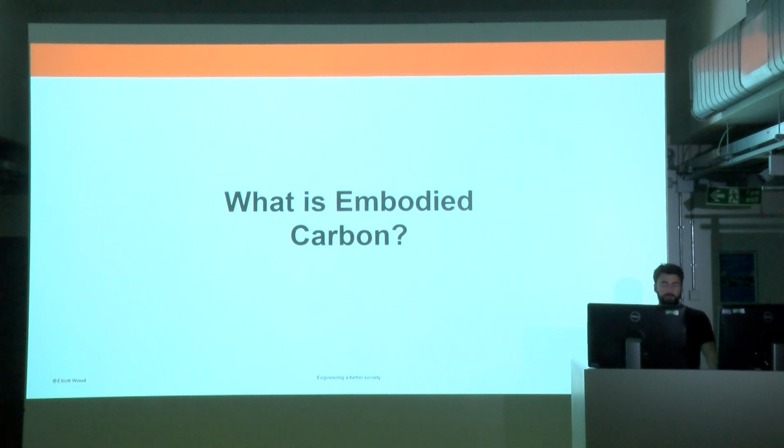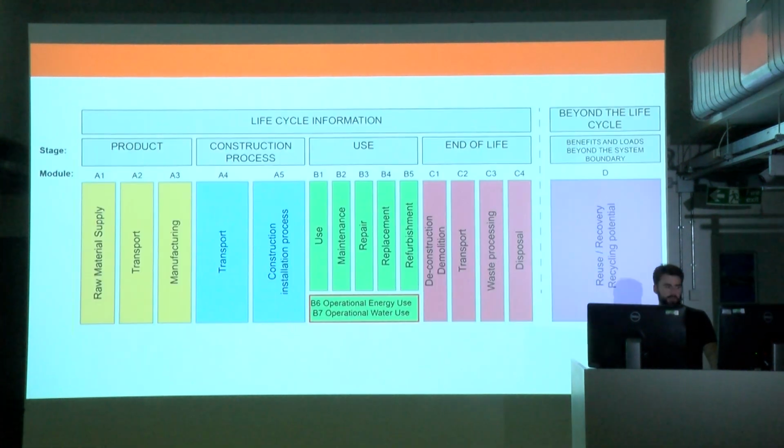So I'll start off with something that some of you may know about, some of you may not. What is embodied carbon? It is the carbon emissions associated with the production of materials, and it's different to operational carbon, which is from the use of the building. So it comes from all the amount of energy that is used to create the materials, and then also what is associated with it at the end of its life.